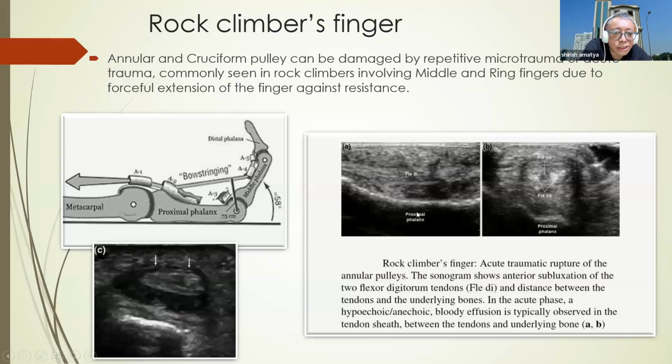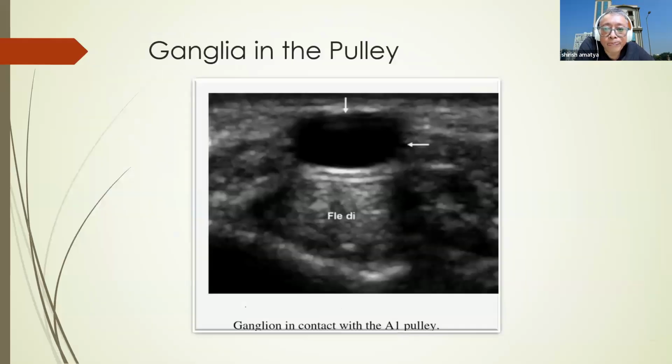So this is a classical picture of the rock climber's injury, which usually happens if the annular as well as cruciform pulleys are ruptured due to acute trauma.